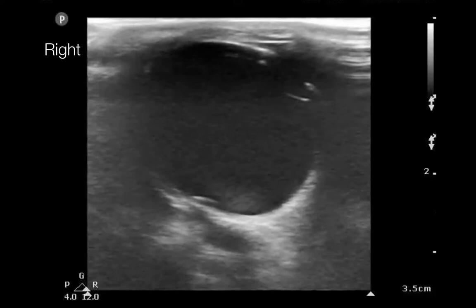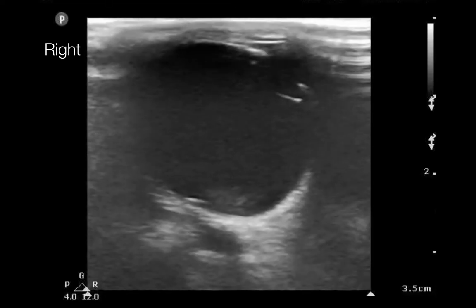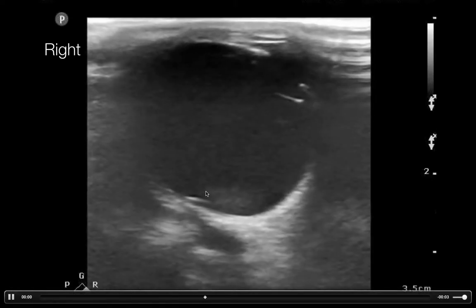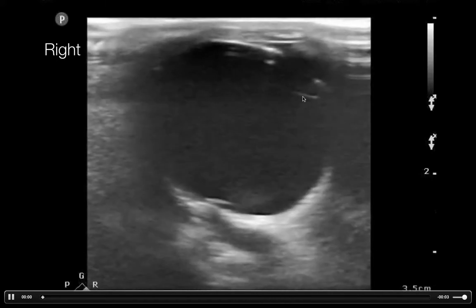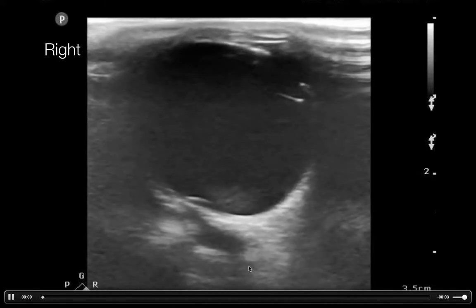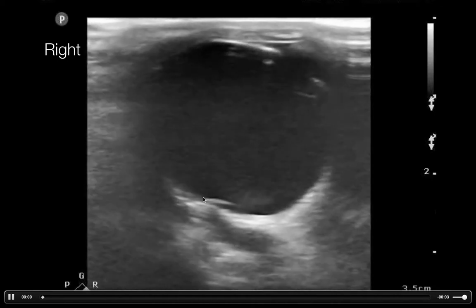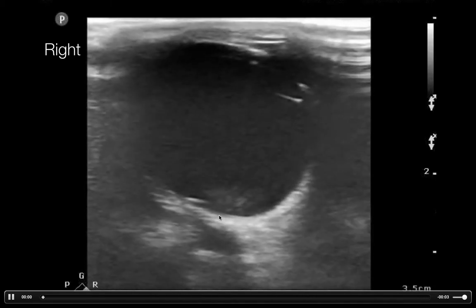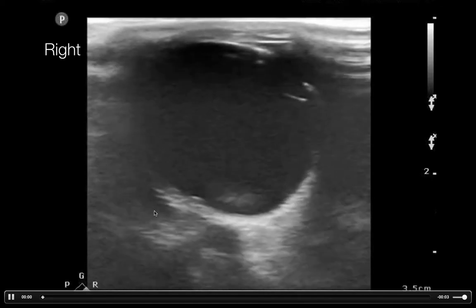And here, it's a little bit more gray because I turned up the gain. Just to get a lay of the land, this is her globe here, and this is her lens. This is the optic nerve sheath. And my eye was really drawn to this area right here. If you see this little elevation in the back of the eye, that's a swelling of her optic disc. So she had papilledema, at least on the right.